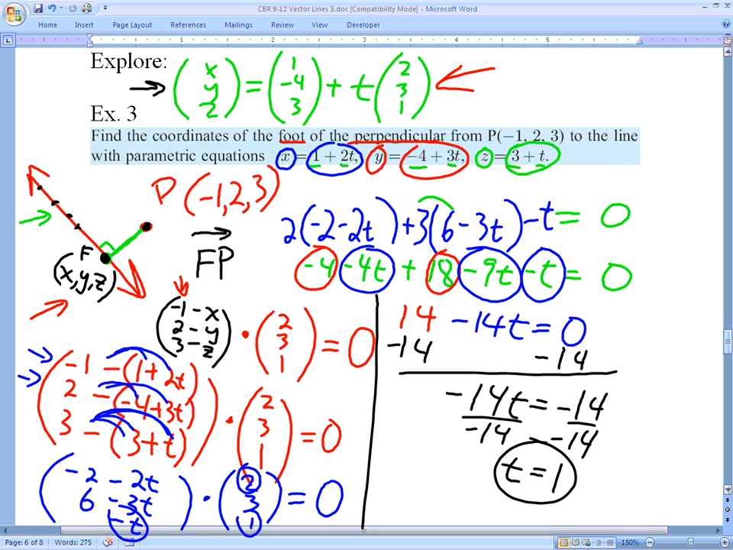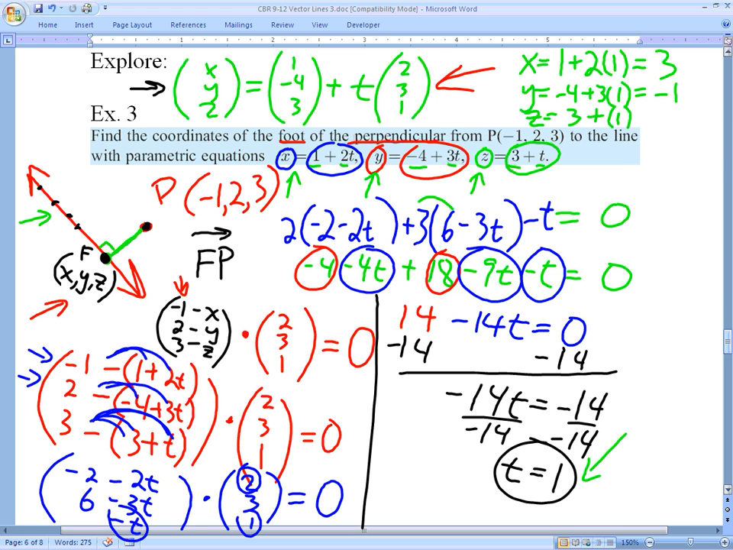Now, is that what it asked me, to find t? No. It asked me to find the coordinates. So now I know what the t value is. We're so close, ladies and gentlemen. We are now going to take that t value and plug it into each of these parametric equations for x, y, and z. So when I plug in my x value, I will have x equals 1 plus 2 times 1, which gives me 1 plus 2, which is 3. My y value is going to be negative 4 plus 3 times, again, my t value, which was 1. And negative 4 plus 3 gives me negative 1. And then finally z, which is 3 plus my t value, which was just 1, which gives me 4. So my ordered triple for the foot is going to be 3, negative 1, 4.